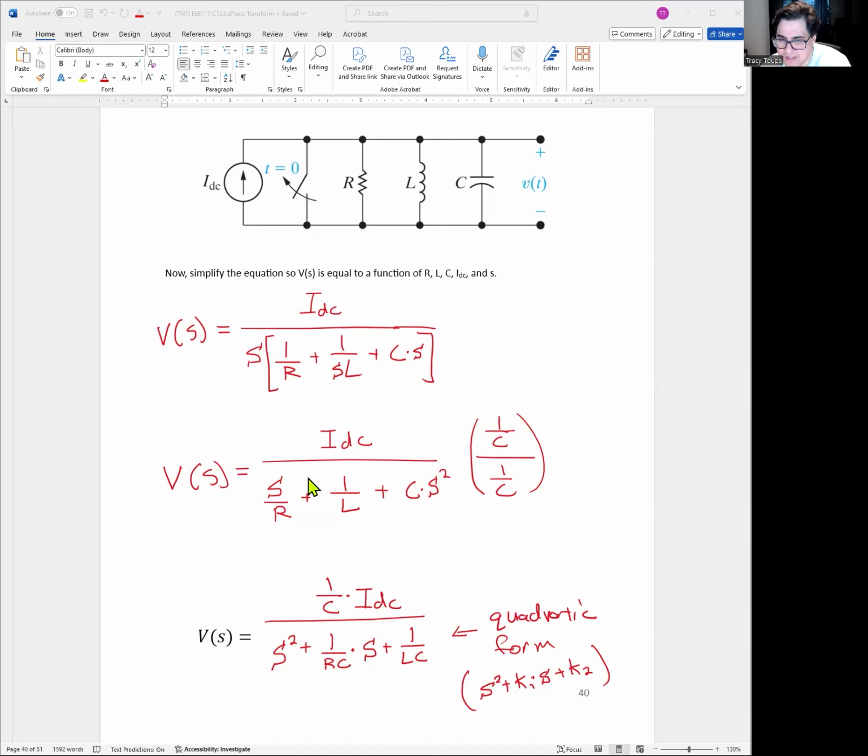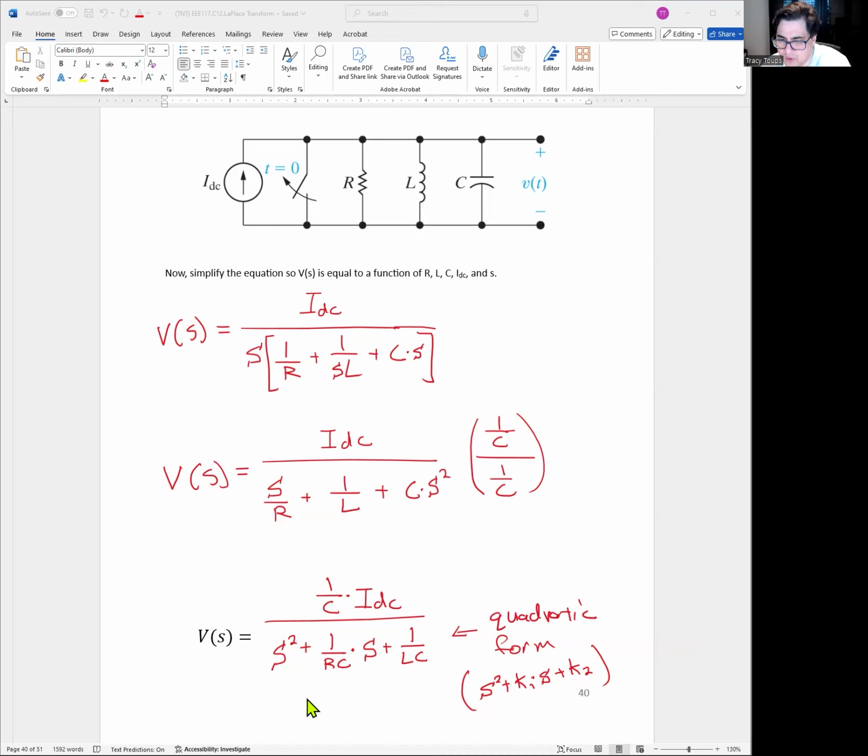And then the other s in the bottom equation: we have s over R times 1 over C, so we get s times 1 over RC, since 1 over C times 1 over R is 1 over RC. And lastly, we have 1 over L times 1 over C, which is 1 over LC. Okay, so this is our final form that we need.